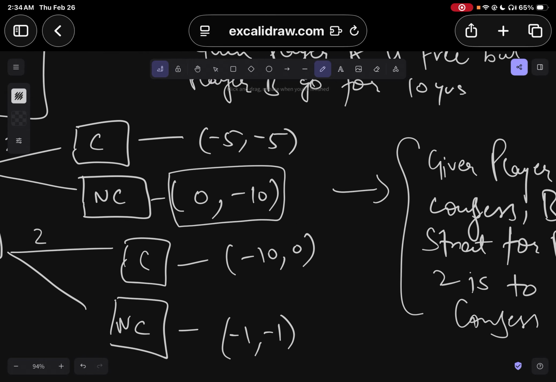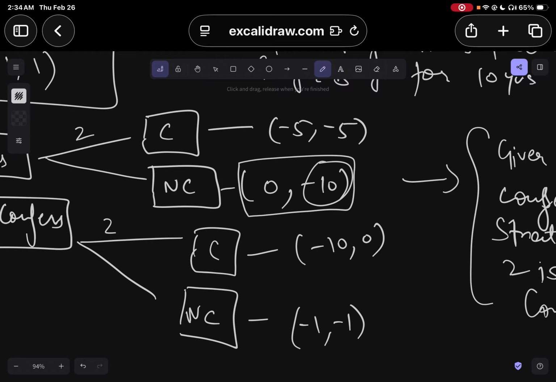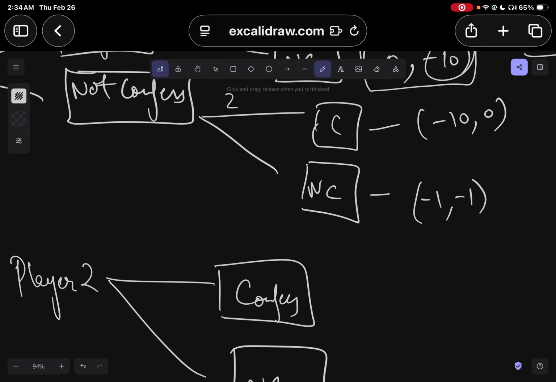Because if he didn't confess, then he will go for minus 10 years, which is not at all a good scenario for him. So if player 1 confesses, then player 2 will also choose confess as the dominant strategy for him.